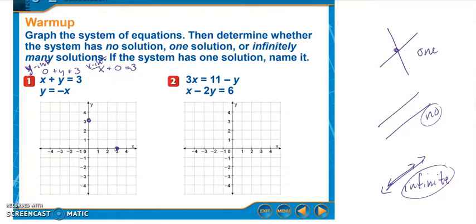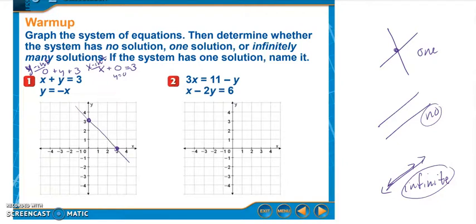To find the y-intercept, that happens where x equals 0. So if I put a 0 in for x, then I get a 3, and so y equals 3. The x-intercept happens where y equals 0. You solve this for x and x equals 3. So this is a graph of a line that looks like this.